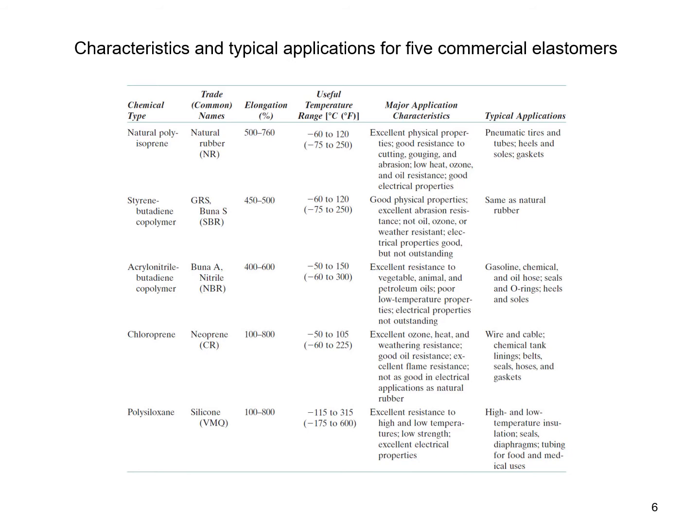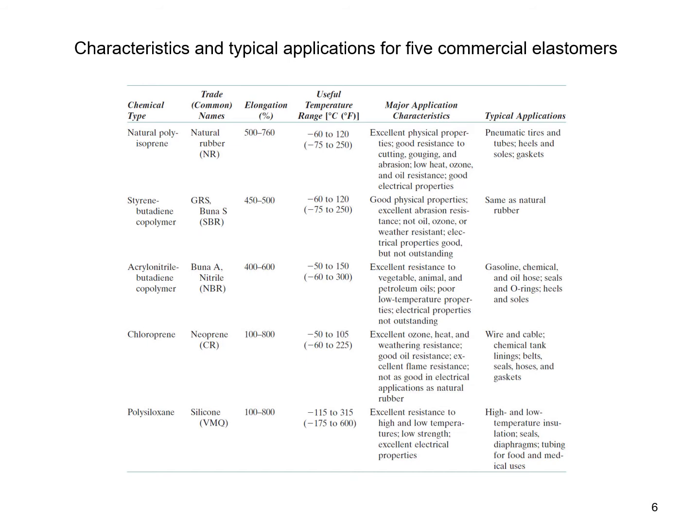For the NBR, or acrylonitrile butadiene copolymer, with elongation between 400 to 600% and a useful temperature range from -50 to 150, they have excellent resistance to vegetable, animal, and petroleum oils, poor low temperature properties, and electrical properties that are not outstanding. The typical applications are gasoline, chemical and oil hose, seals and O-rings, heels and soles.